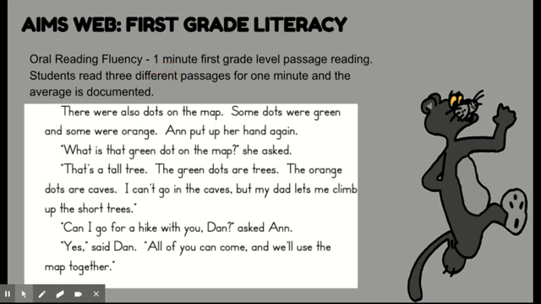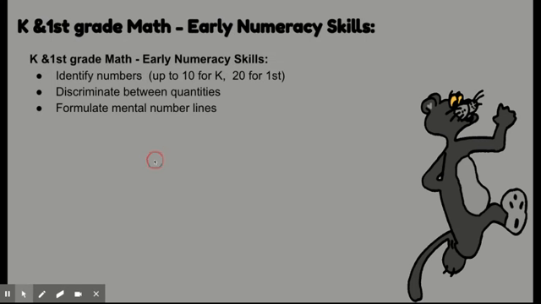Ames-Webb for first grade literacy is ORF, oral reading fluency. This is a 1 minute first grade level passage reading, and students read 3 different passages for 1 minute, and the average is documented. For every word that they give to us, that counts as a word read correctly. That is a point. This is an example of a random first grade passage.